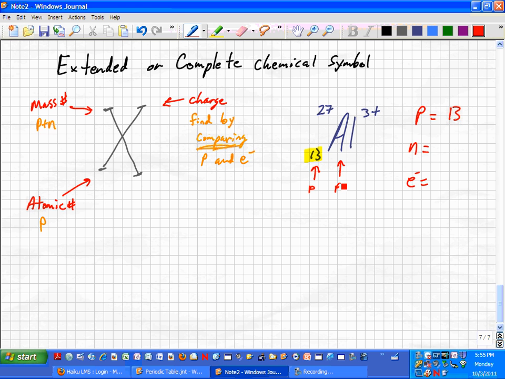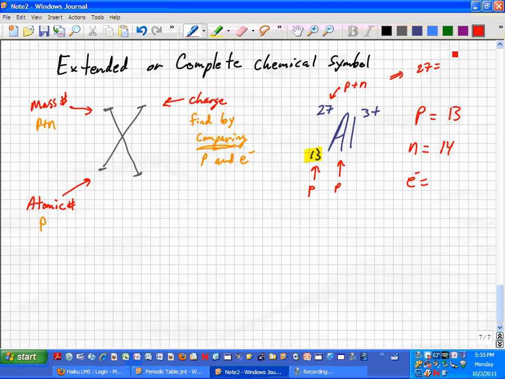Tells me my protons. My neutrons, a little trickier. I know that this right here is my protons plus my neutrons. So all I have to do is take away my protons and I'll have my neutrons, because that's a grand total. So what plus 13 gives me 27? That would be 14.